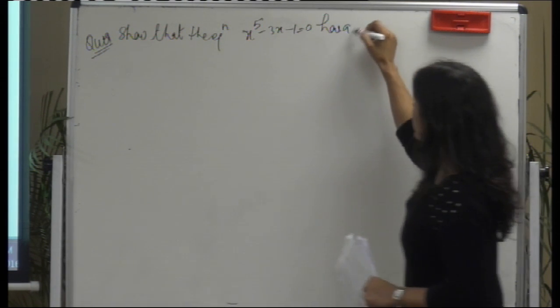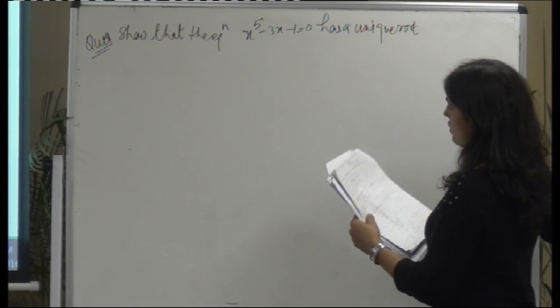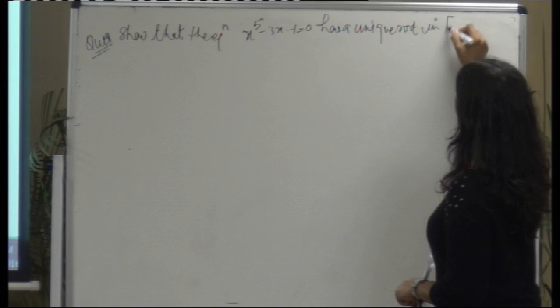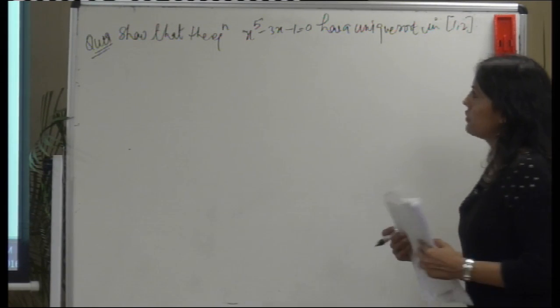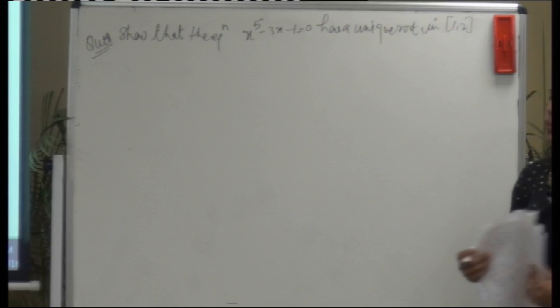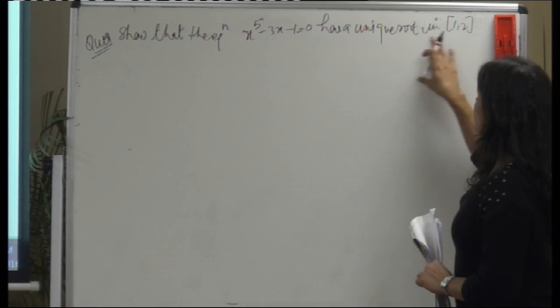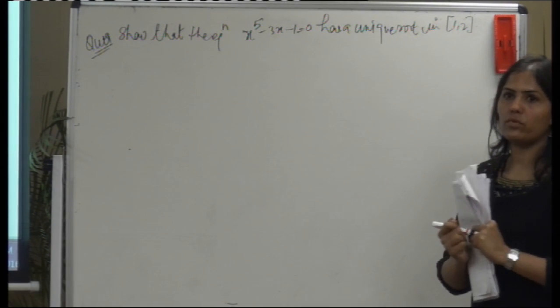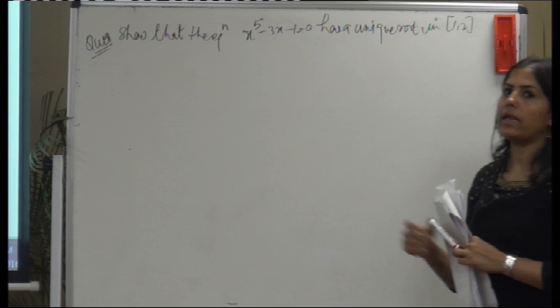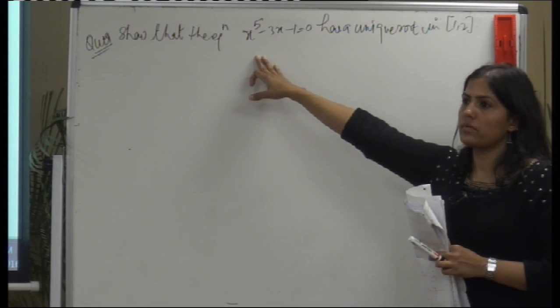So f(x), this, has a unique root in this interval. First, I would like to tell you what basically the intermediate value theorem is, how it is applicable and how we apply it. Show that this equation has a unique root in this interval. Can you find out the roots of this equation? You know the method for polynomials? For any power, you know the method? You have done that?